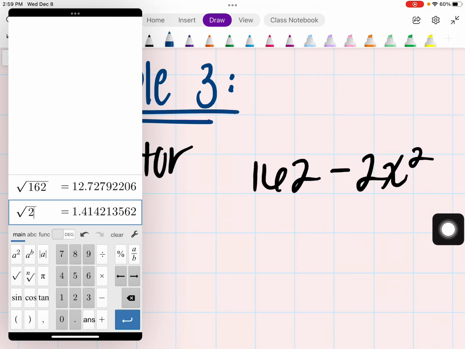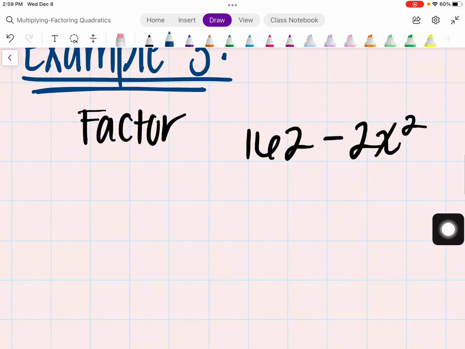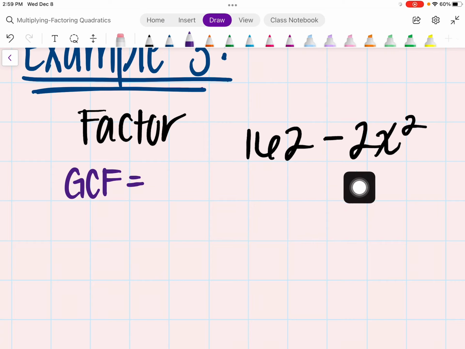So if it's not a perfect square, then we want to first check for any GCFs. So my next step is, let's check for any GCFs. And GCF basically talks about a number that can divide into both the 162 and the negative 2x squared. In this case, a number that could divide into both of them is going to be a 2. So the GCF is going to be a 2.